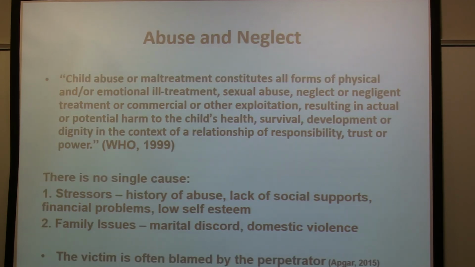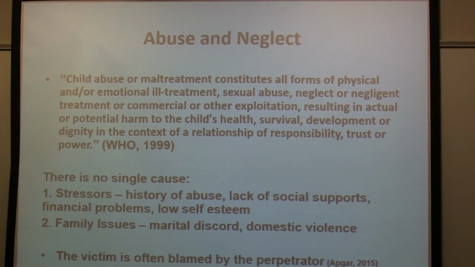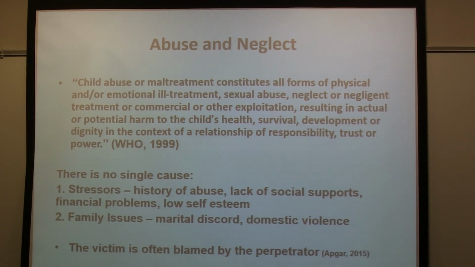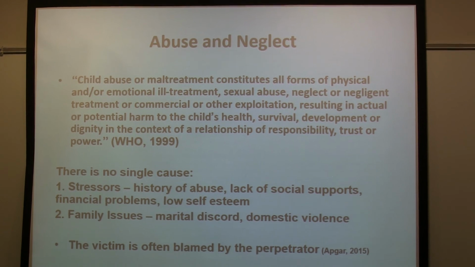Now let's talk a little bit about abuse and neglect. The World Health Organization came up with a definition in 1999, and this is what it says. Child abuse or maltreatment constitutes all forms of physical and/or emotional ill treatment, sexual abuse, neglect or negligent treatment, or commercial or other exploitation, resulting in actual or potential harm to the child's health, survival, development, or dignity in the context of a relationship of responsibility, trust, or power.